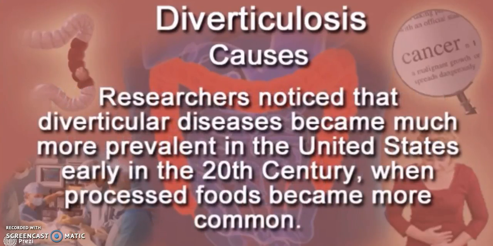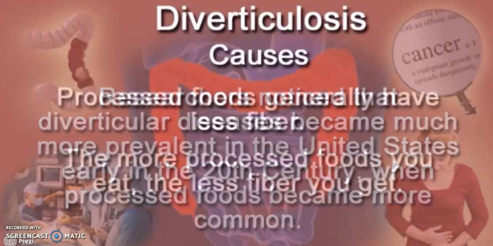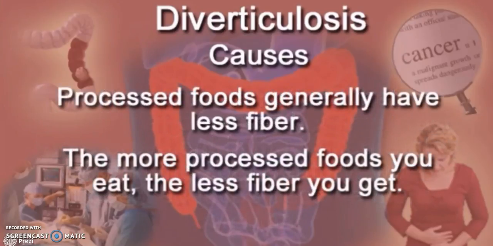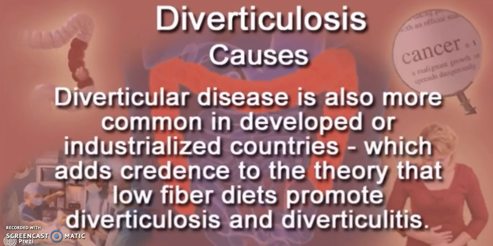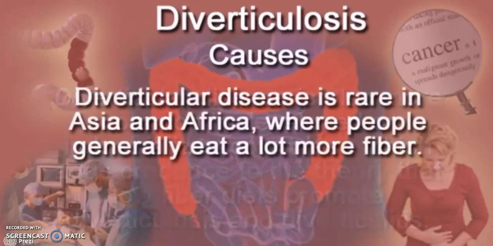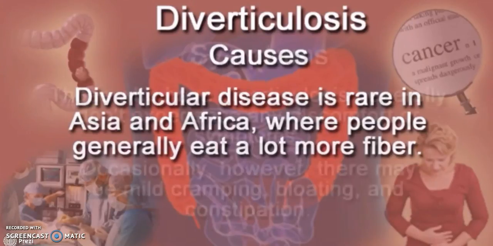Researchers have noticed that diverticular diseases became much more prevalent in the U.S. early in the 20th century when processed foods became more common. Processed foods generally have less fiber. The more processed foods you eat, the less fiber you get. Diverticular disease is also more common in developed or industrialized countries, which adds credence to the theory that low-fiber diets promote diverticulosis and diverticulitis. Diverticular disease is rare in Asia and Africa, where people generally eat a lot more fiber.